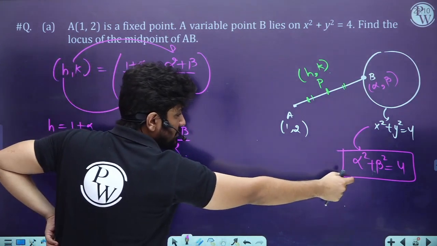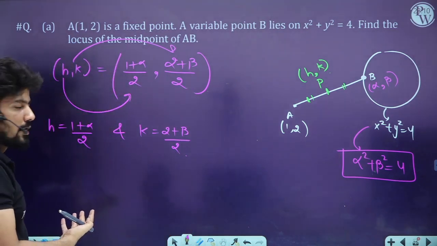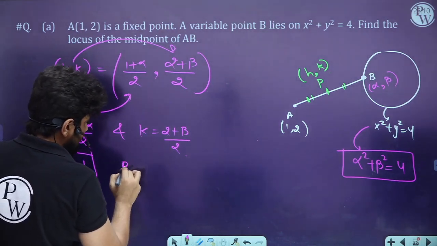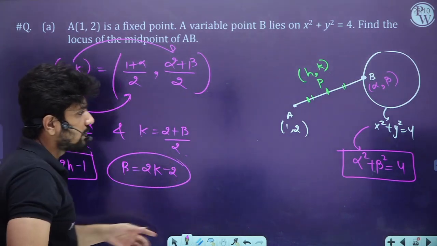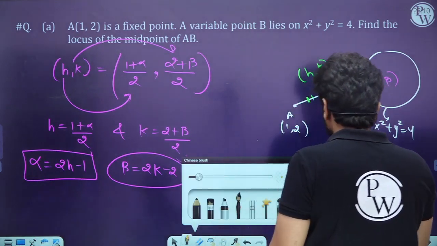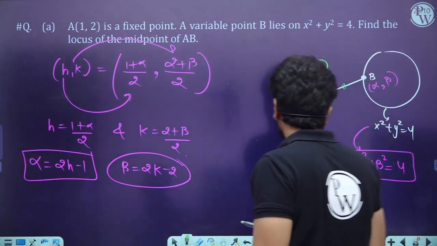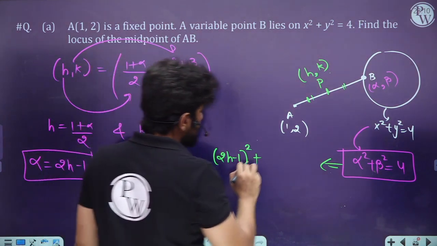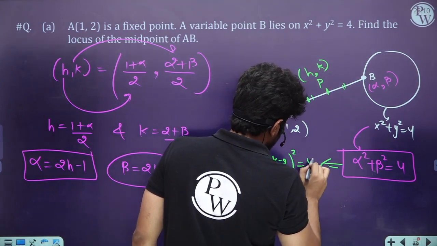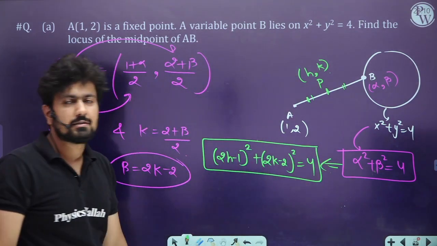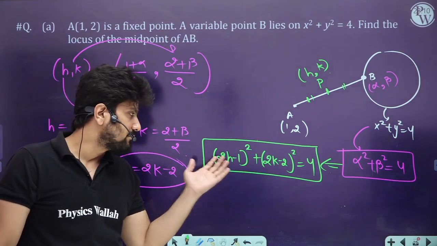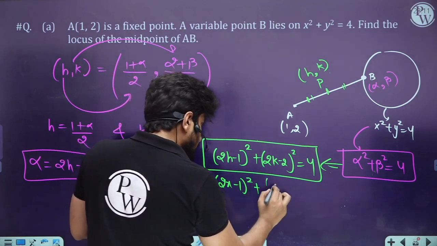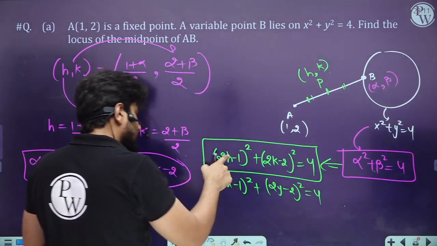We got an equation, but it is in terms of alpha and beta. We want this equation in terms of h and k. So simply get the value of alpha from this equation: alpha is 2h minus 1. The value of beta from this equation is 2k minus 2. Now put the values of alpha and beta in this equation and you will get the entire equation in terms of h and k. In place of alpha I put 2h minus 1, so (2h minus 1) squared, plus, in place of beta, (2k minus 2) squared, is equal to 4. This is our answer. This is our locus. Just in the end, replace h by x and k by y: (2x minus 1) squared plus (2y minus 2) squared is equal to 4.